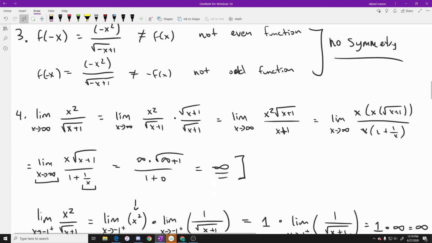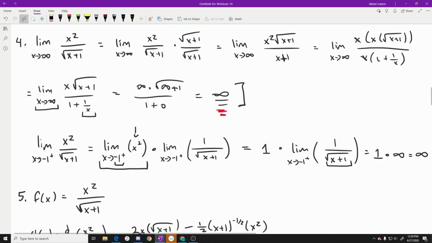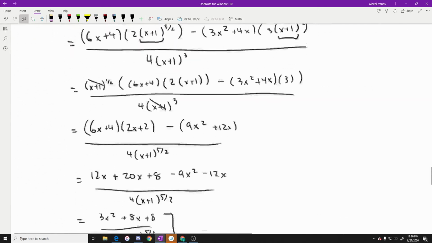On to step number 4, we can see that right here we figured out that the limit as x approaches infinity is going to be infinity. So we're going to jot that down. And also we figured out that the function as it approaches -1 from the right approaches infinity. So we have an asymptote there. I'm going to basically plot these two on the graph.